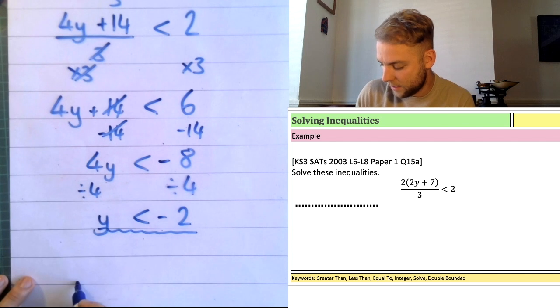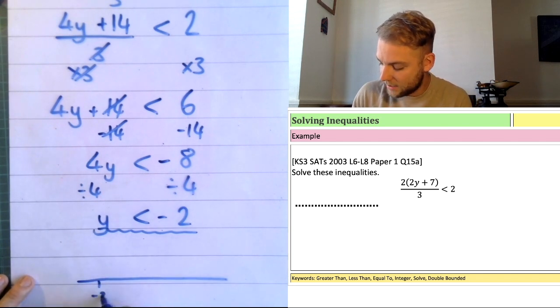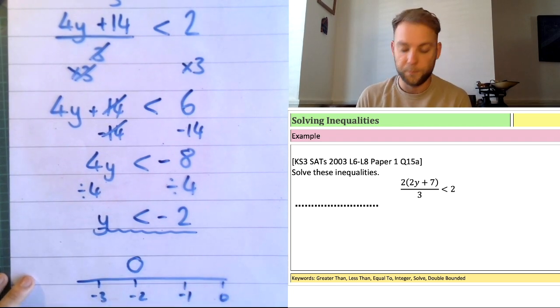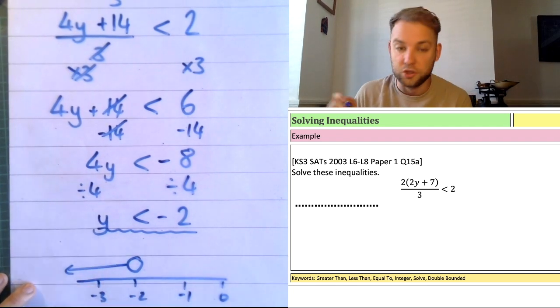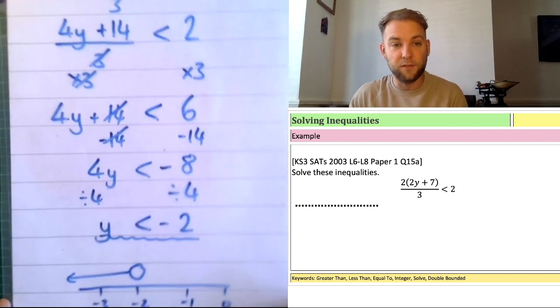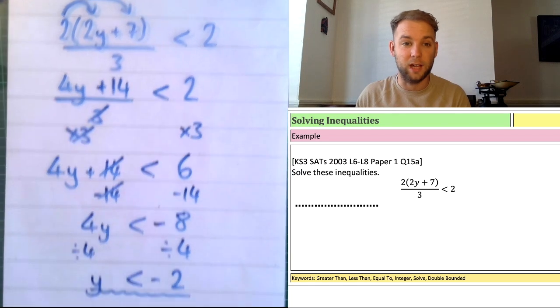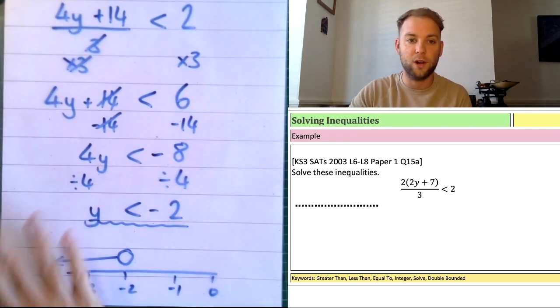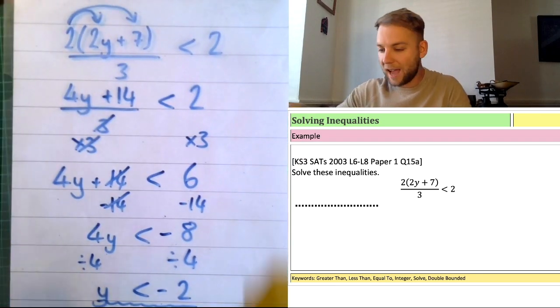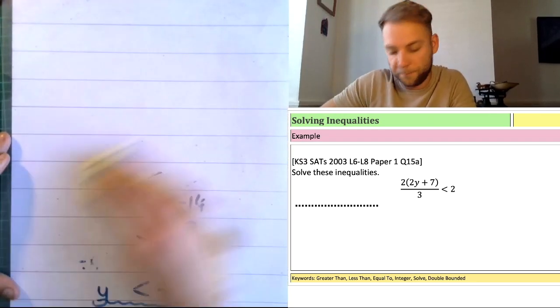Let's draw it down here. It's got negative 3, negative 2, negative 1, 0. I've got an open dot on negative 2, and it's pointing left. Open dot because it's just less than and not equal to as well. Brilliant. So as you can see, there's a few more steps there. Not that much trickier, but there are a few more steps. We've got the graph at the end. Brilliant. So let's move on to the last question of this video.